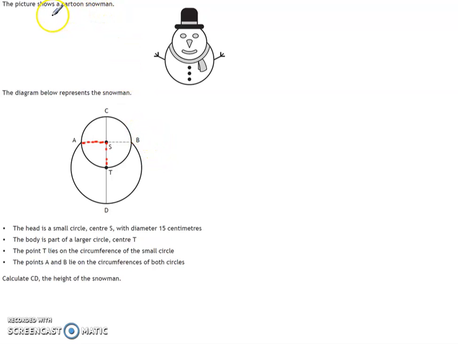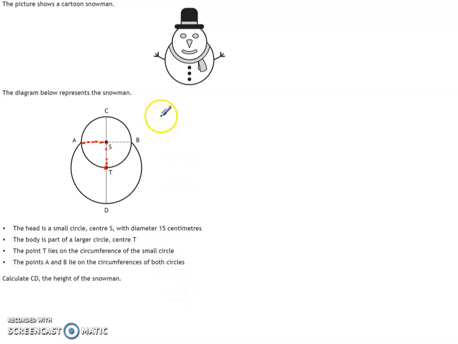So, the overall scenario shows a picture of a cartoon snowman, which is represented here. The head is a small circle with a diameter of 15. The body is a part of a larger circle, the centre of which is at the point T. It lies on the circumference of the small circle. A and B lie on the circumferences of both circles. Calculate the height of the snowman.